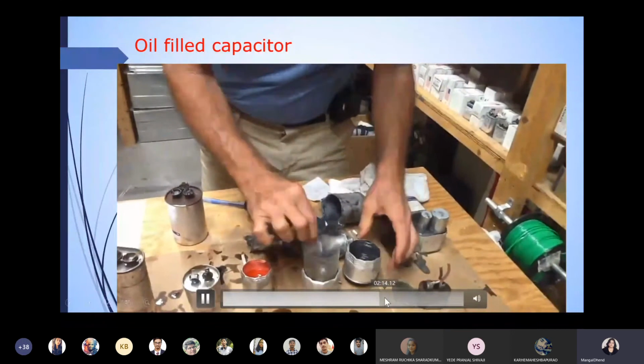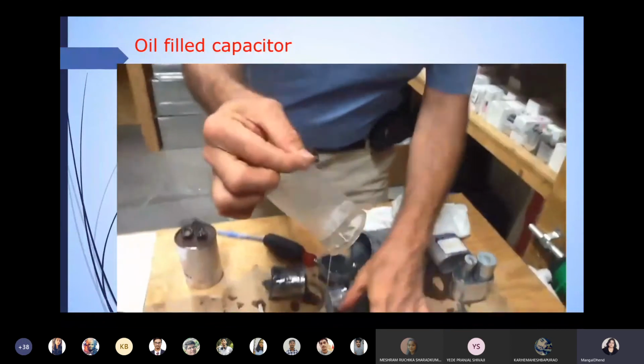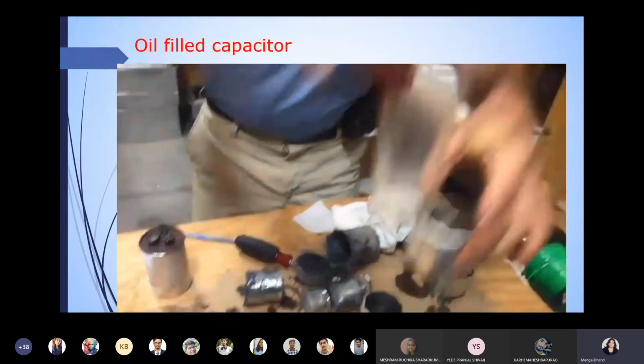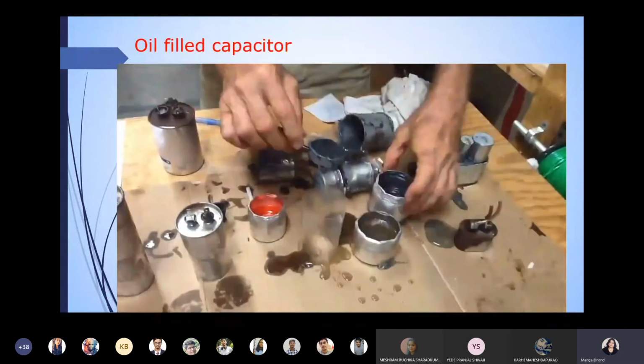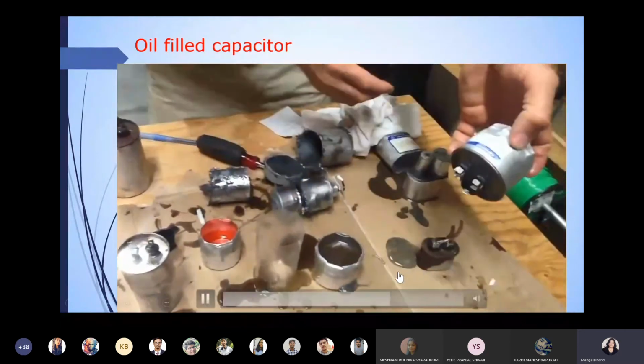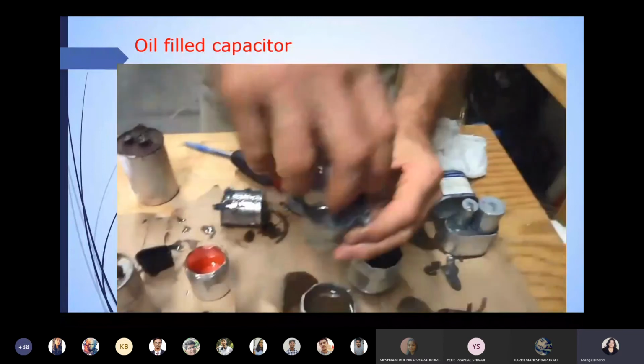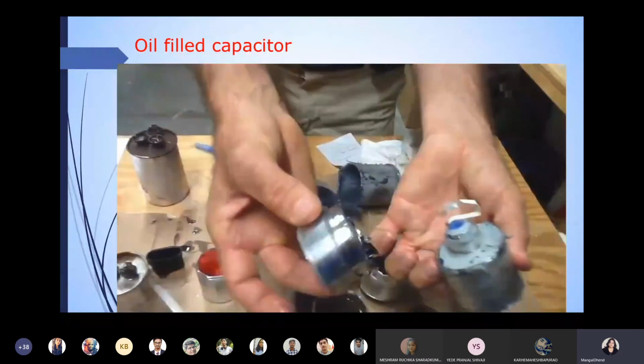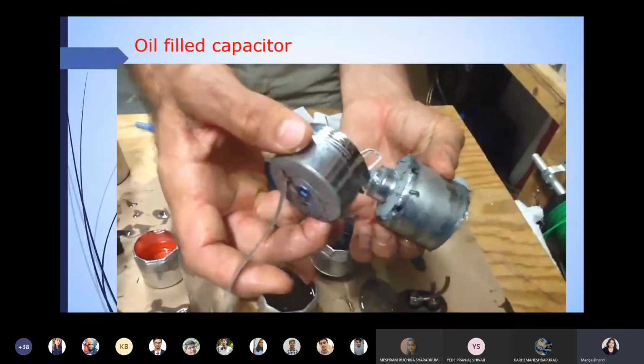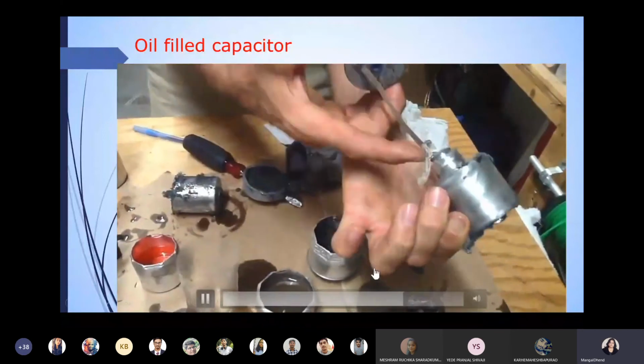Okay, here is another. I just want to show you. Here's the plastic that is around the metal housing. Here's the non-conductive oil. This here's another dual capacitor. Here's what it looks like. The smaller capacitor's in the center. Here's your attachment.